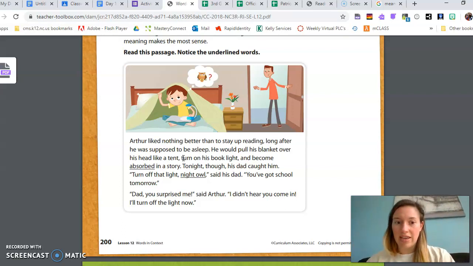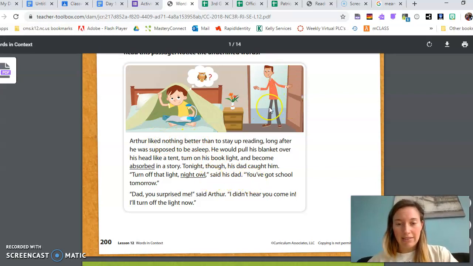This is like his favorite thing. He liked nothing better, right? And then we were right, that was Dad. Dad caught him and says, "Turn off the light, like you've got school tomorrow." And then he calls Arthur, the little boy, a night owl. So I'm like, what does Dad mean when he says that he's a night owl?